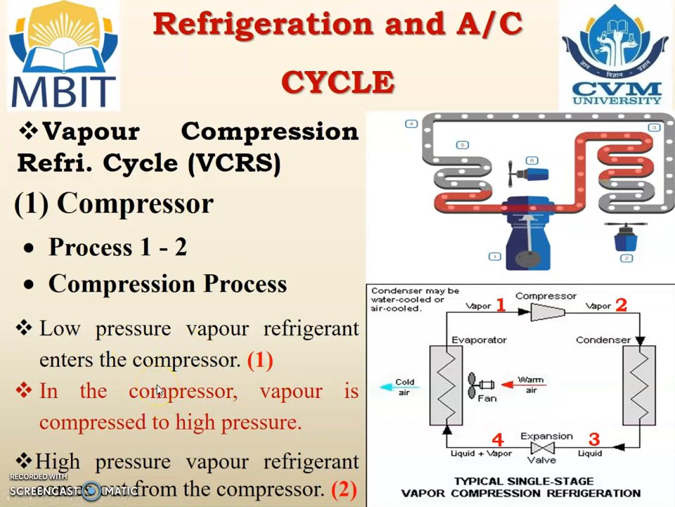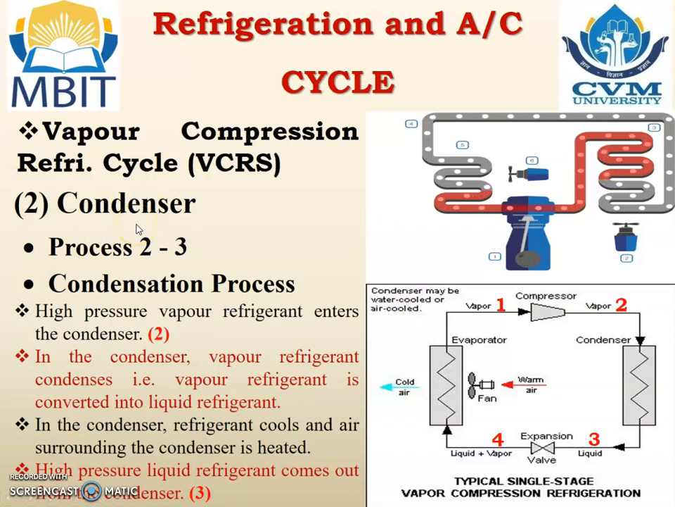Now in the compressor we know that air or gases are compressed. So what will happen? In the compressor, vapor is compressed to high pressure. So what will come out from the compressor? High pressure vapor refrigerant comes out from the compressor at point number 2. So process number 1 to 2 happens in the compressor. Now the next component is the condenser. Process number 2 to 3, and that process is known as the condensation process. Now what enters the condenser?